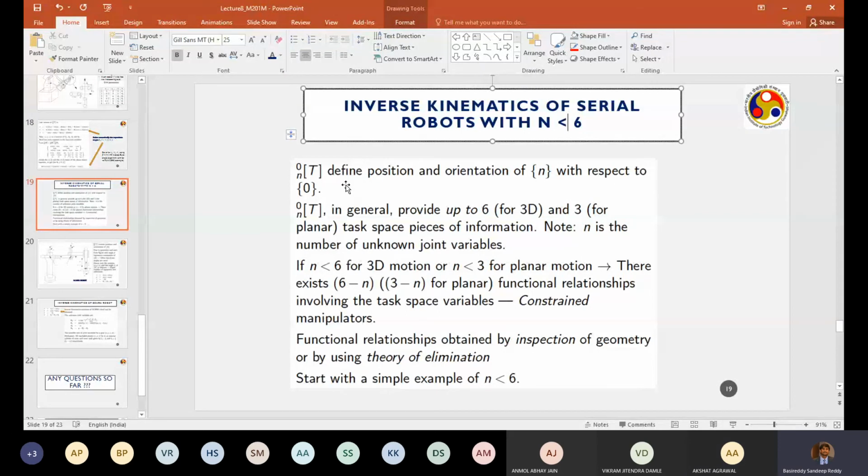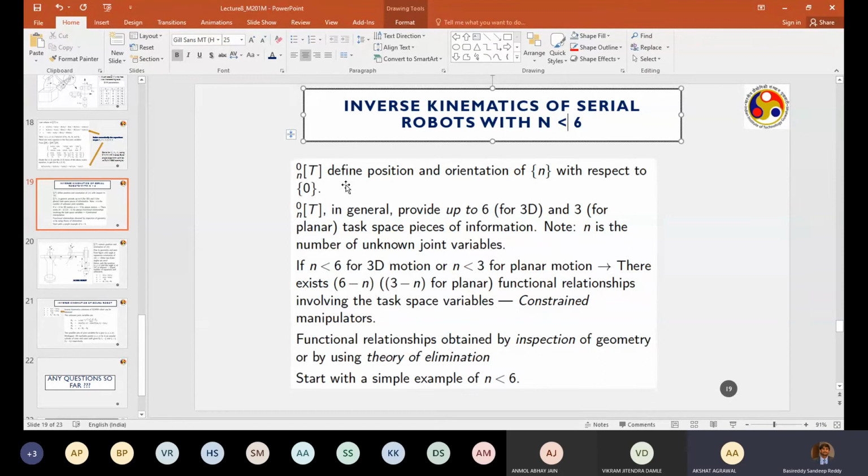Now if n is less than 6 for the 3D case, or n is less than 3 for the planar case, then there exist 6 minus n, or 3 minus n for planar, functional relations involving the task space variables. Now that is a case of constrained manipulators.